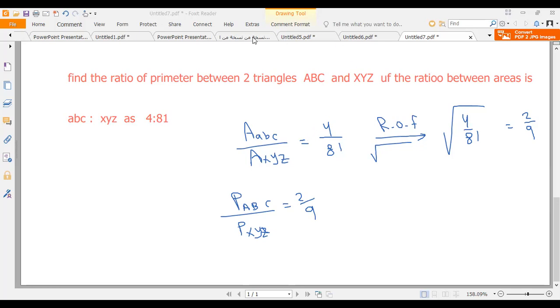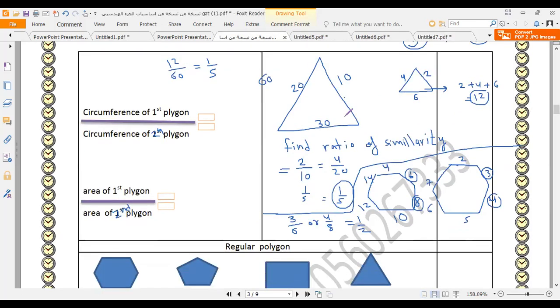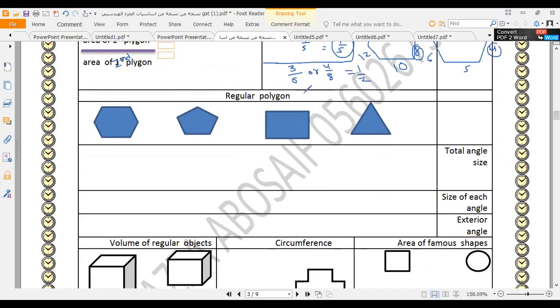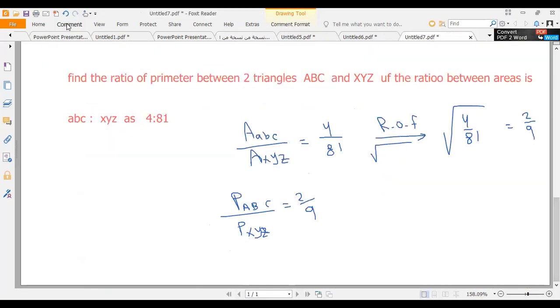Okay. Now let us see the next topic here. We have what is called a regular polygon. What is the meaning of regular polygon? What is the meaning of regular? They have equal sides and equal angles. Okay. The smallest figure will be a triangle and then the quadruple shape and then pentagon and then hexagon and so on. I don't know if you know the names of the figures.